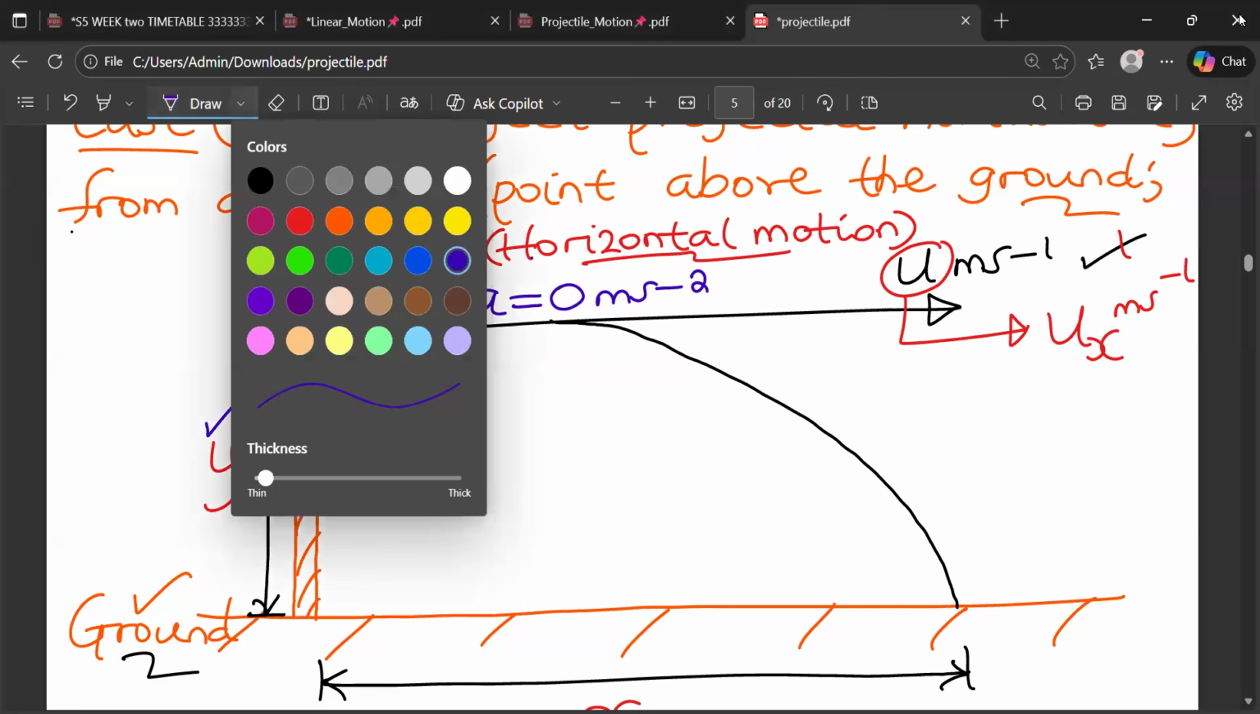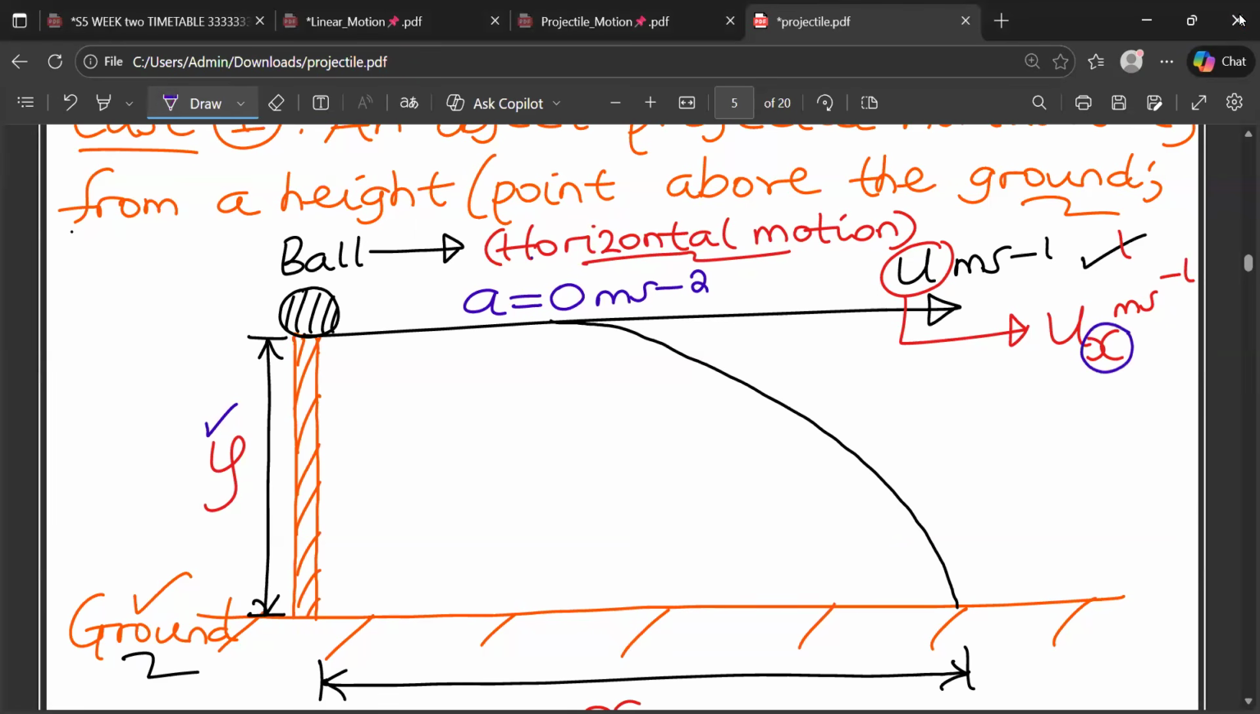So when they say U subscript X, they're trying to mean U in the horizontal plane, and it is right. Our initial velocity was for horizontal motion, or in the horizontal plane. I'm just still talking about the notations. I've also explained this. I want you to follow critically.